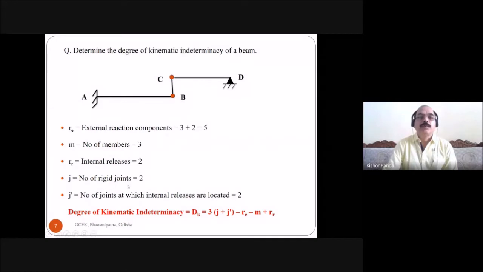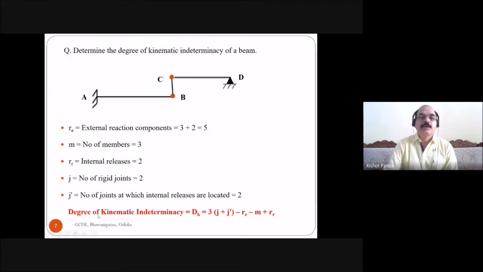Z is the number of rigid joints: this is 1 joint present in the structure. Then Z dash is the number of joints at which internal releases are located. There are 2 internal releases, 2 internal hinges, and this is the joint where the internal releases are located. So Z dash is equal to 2.